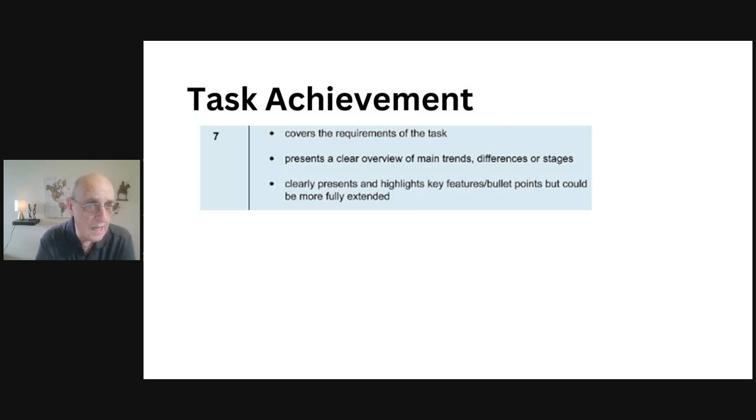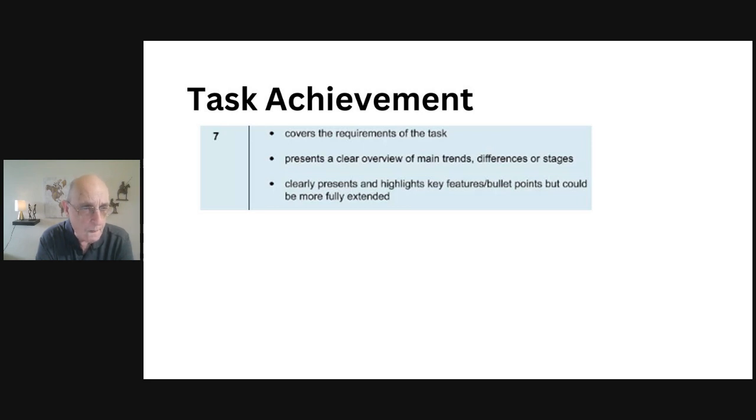So for Band 7, there are 2 points here that are important for the general writing task 1. First of all, it covers the requirements of the task. You have to respond directly to the task that you're given. And secondly, we'll skip the middle point. That applies more to the academic task 1.